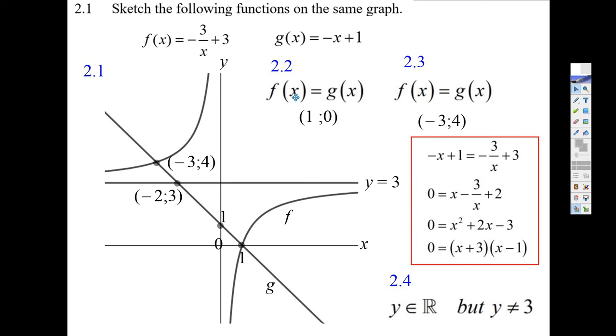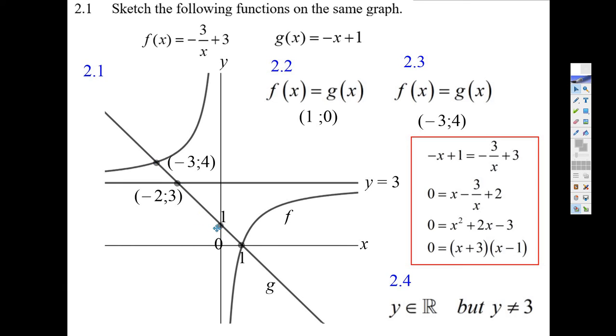The first question's pretty easy. It says, where does f of x equal g of x? That means, where do they cross? I can see they cross at 0 and 1. Now, the second question says, use any method you can to find out where they cross here.